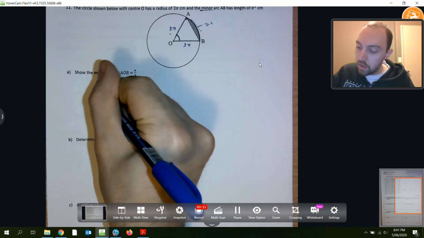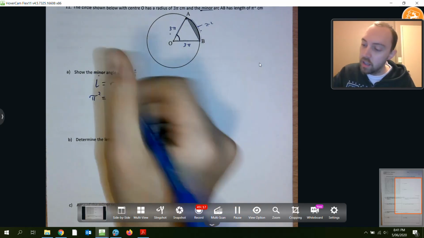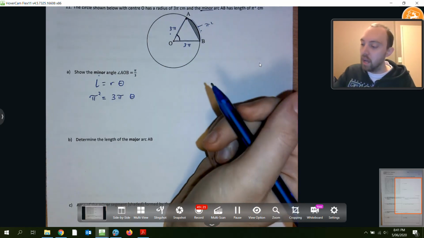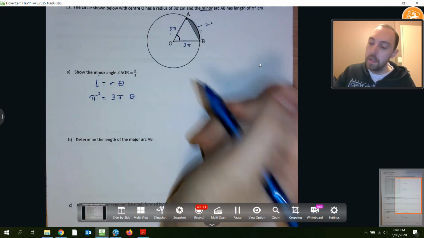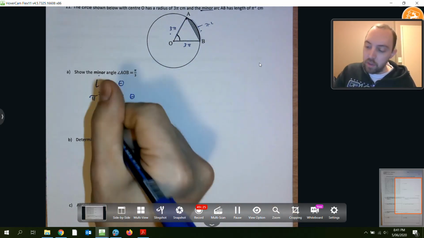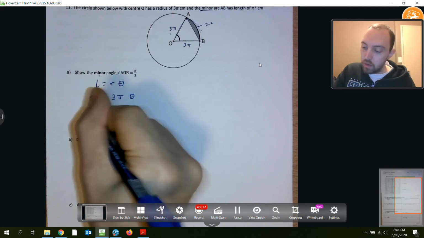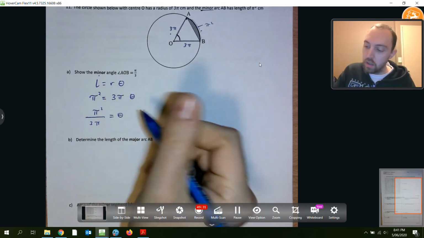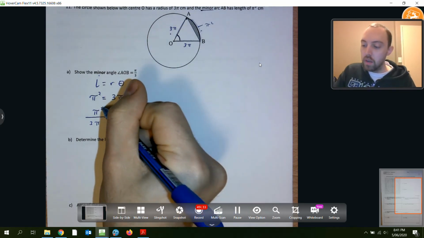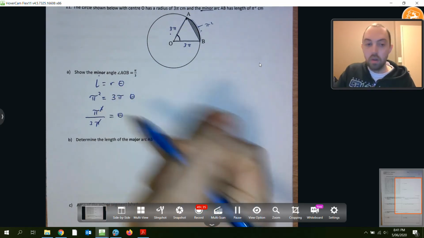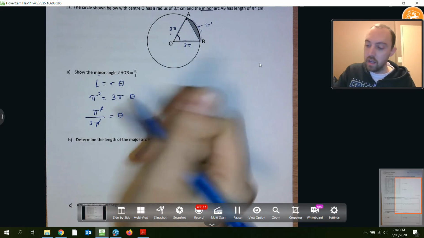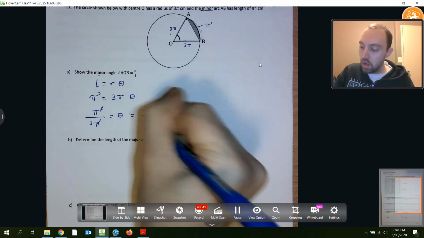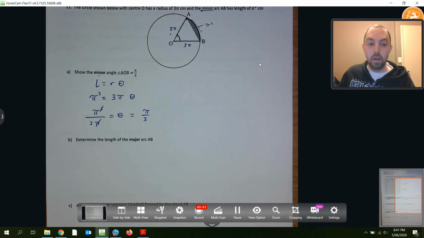Arc length is pi squared, r is 3 pi, and we're trying to find my angle AOB here. Divide both sides by 3 pi. Pi squared on 3 pi is theta. Pi squared divided by pi, the square will cancel with that, and I get pi on 3. Okay.